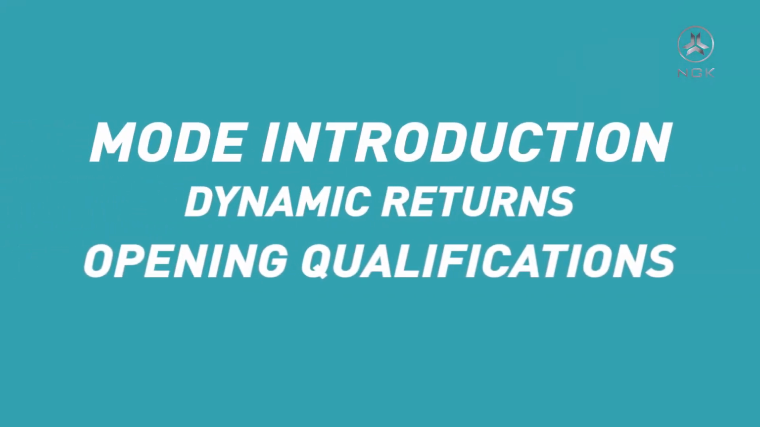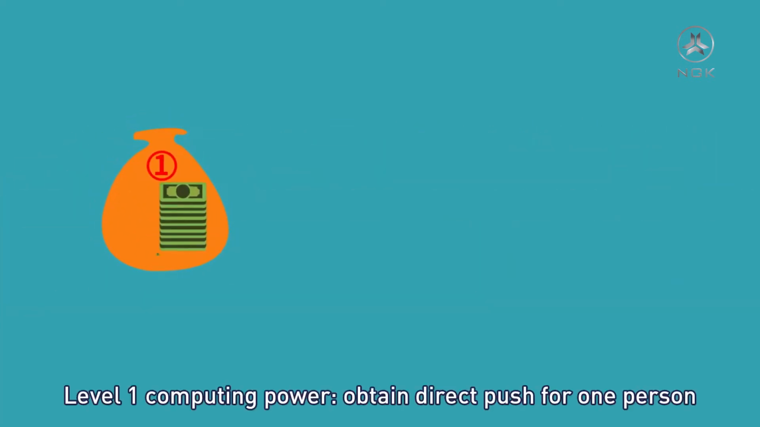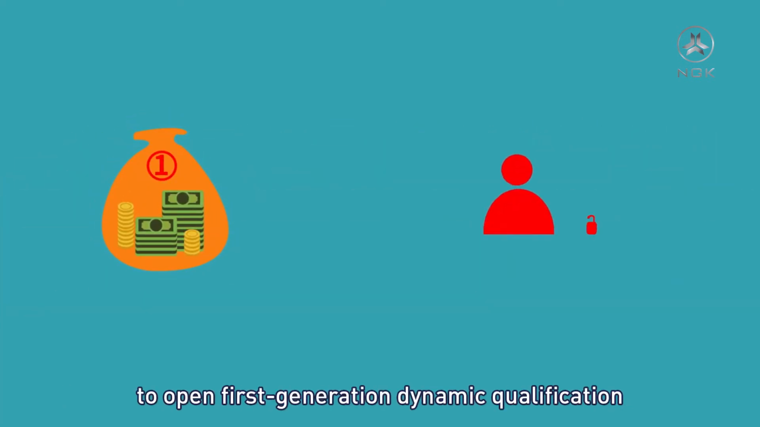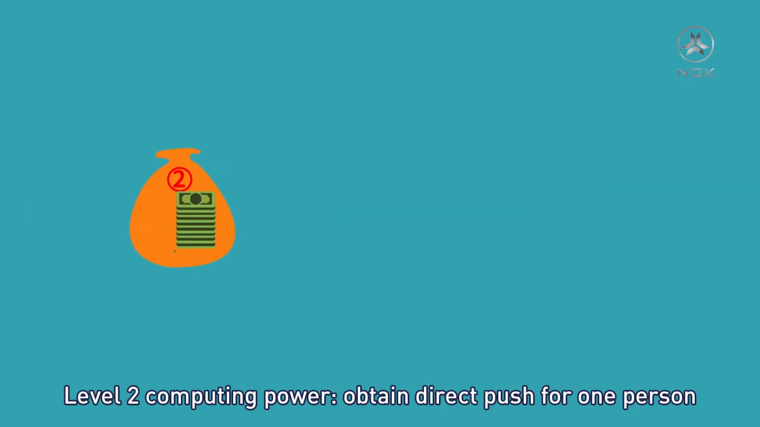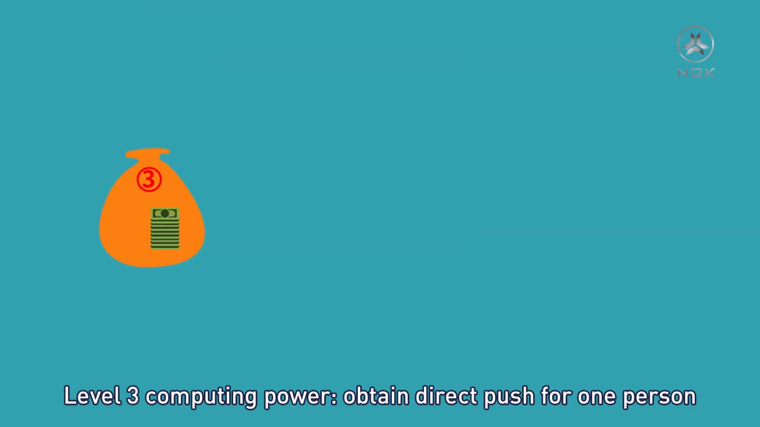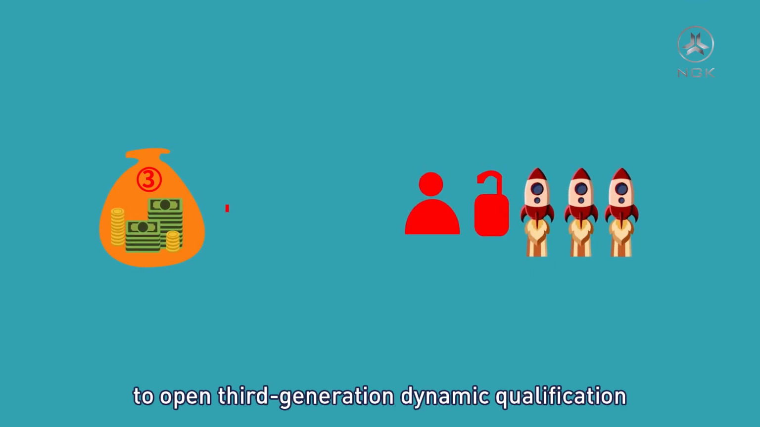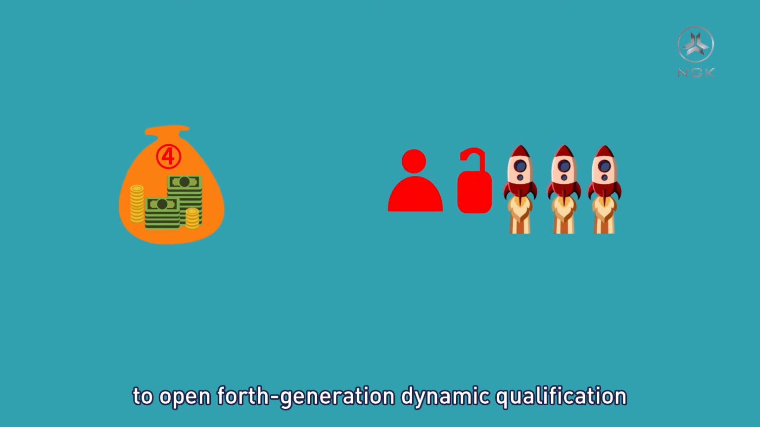2. Dynamic returns. Opening qualifications. Level 1 computing power: obtain direct push for one person to open first-generation dynamic qualification. Level 2 computing power: obtain direct push for one person to open second-generation dynamic qualification. Level 3 computing power: obtain direct push for one person to open third-generation dynamic qualification. Level 4 computing power: obtain direct push for one person to open fourth-generation dynamic qualification.